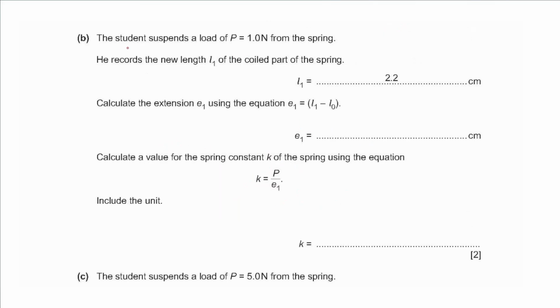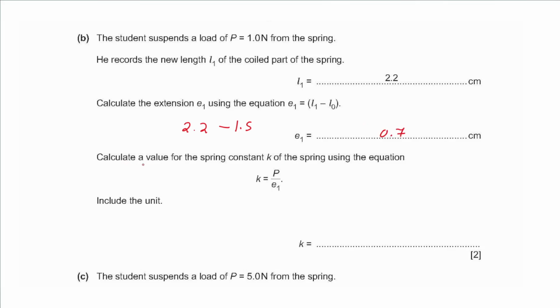Part B says the student suspends a load of P equals 1.0 newton from the spring. He records the new length L1 of the coiled part of the spring, and it's 2.2 centimeters. Calculate the extension E1 using the equation E1 is equal to L1, which is 2.2, minus L0, which we calculated on the previous page as 1.5. That gives an answer of 0.7 centimeters.